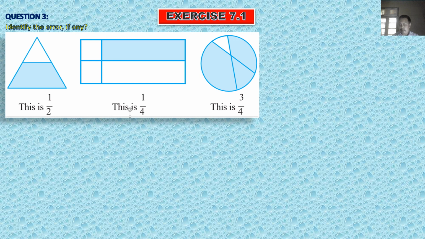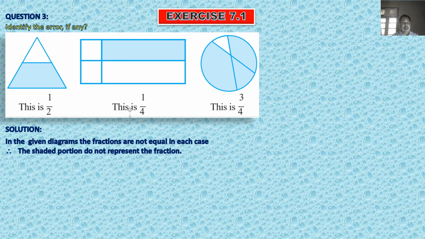Now, how can we give the answer? Let us see the solution. In the given diagrams, the fractions are not equal in size, therefore the selected portions do not represent the given fractions. Okay, so this is the answer of question number 3, and we have the next question, question number 4.